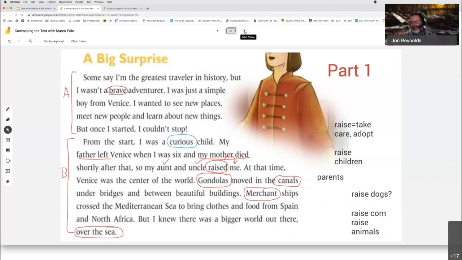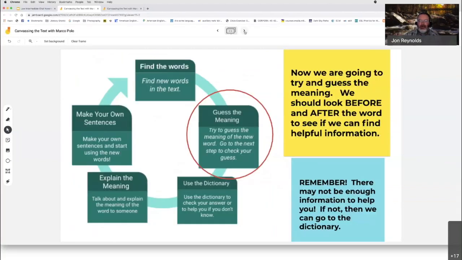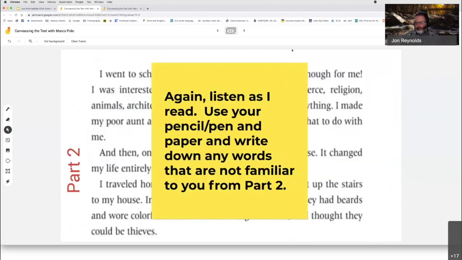Okay, now guys, we have just enough time. We're going to do part 2. We're just going to do the same thing. I'm going to read it. You find which words are not familiar to you, and you write them down. Again, do we understand? You write down the words, and then we'll circle the words when we're finished. So get ready. We'll turn microphones off for a moment, and just listen and use your paper to write down any words. Here we go.